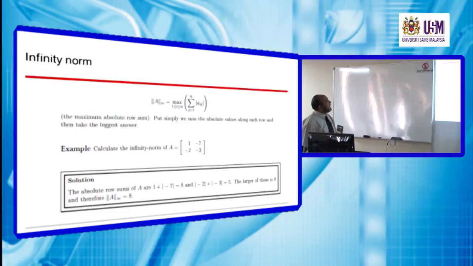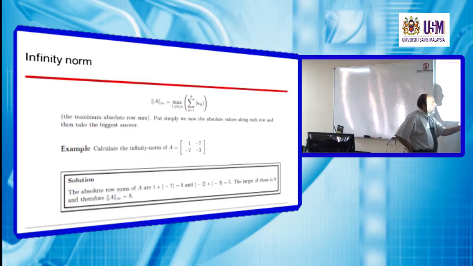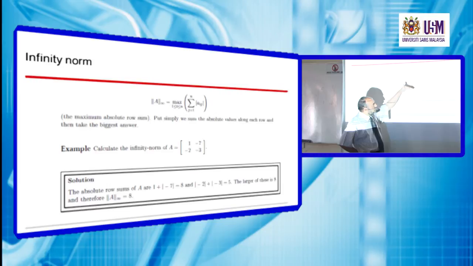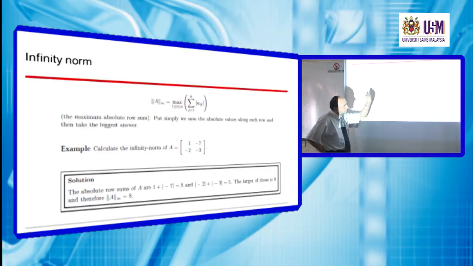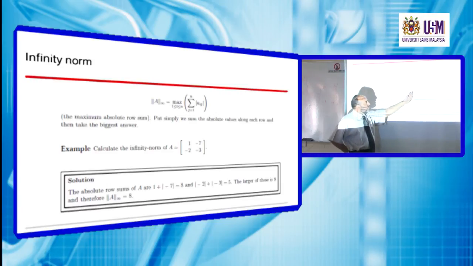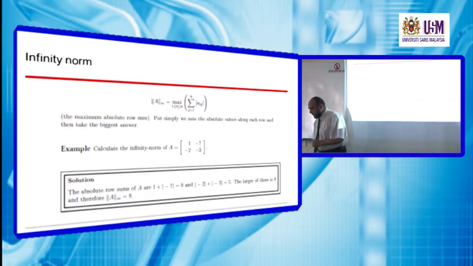Going to the infinity norm. For the infinity norm, we do the same as the one norm, but on the row vectors. As you know, we have column vectors and row vectors. In the L1 norm, we sum the absolute values of the elements of the column vector. For the L infinity norm, we sum the absolute values of the row vectors.